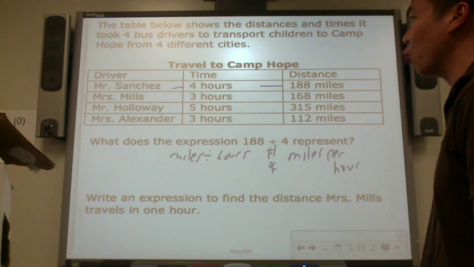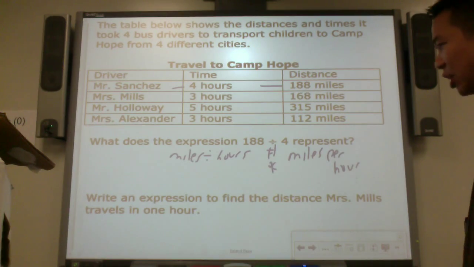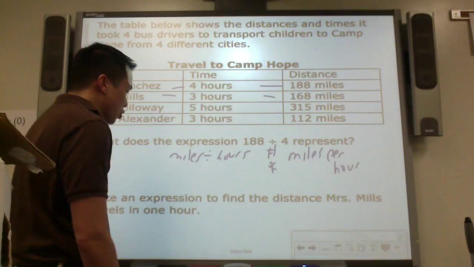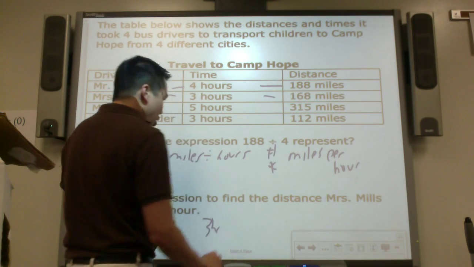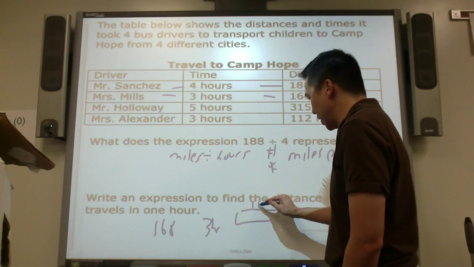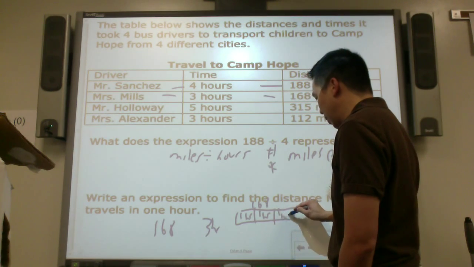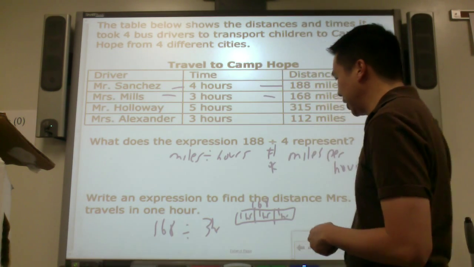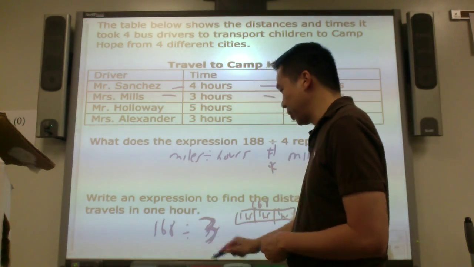Write an expression to find the distance Mrs. Mills travels in 1 hour. So here's Mrs. Mills. She travels 168 miles in 3 hours. I want to know in 1 hour. I could draw a bar diagram, 168. I break it down into 3 hours: 1 hour, 1 hour, 1 hour. So I'm breaking it out. So I am dividing 168 divided by 3 hours, or 168 miles divided by 3.